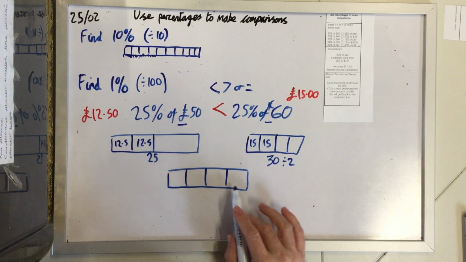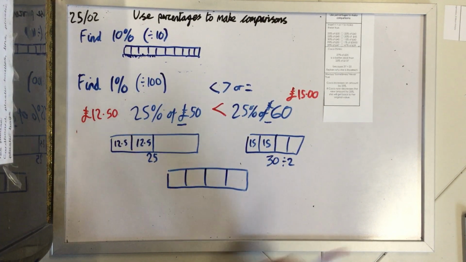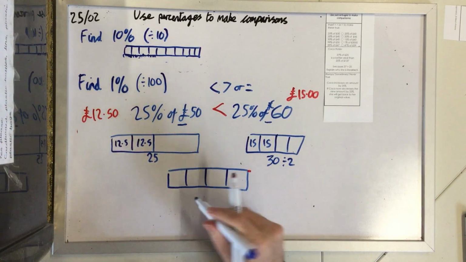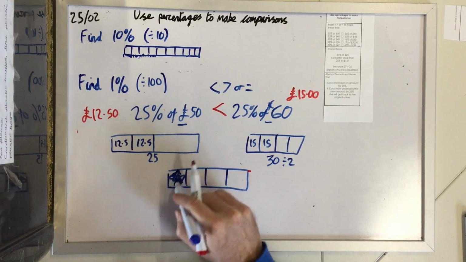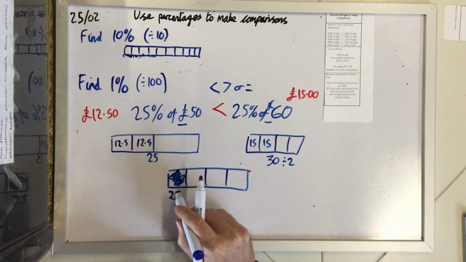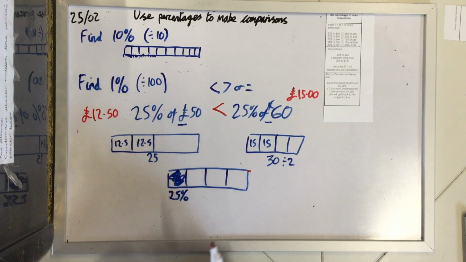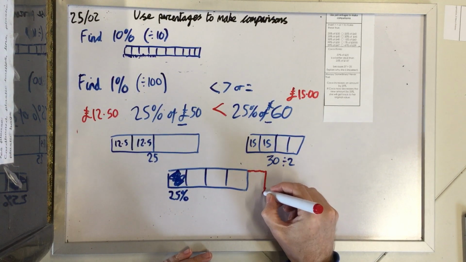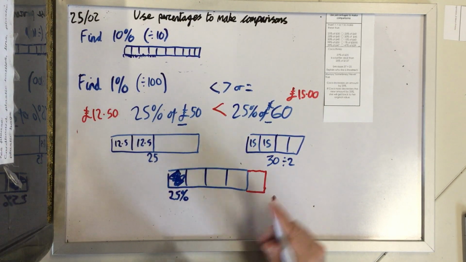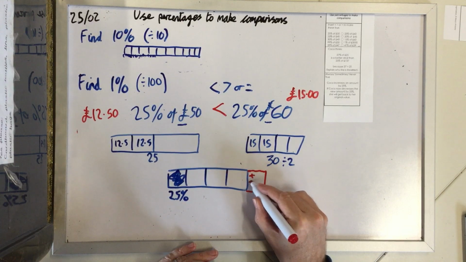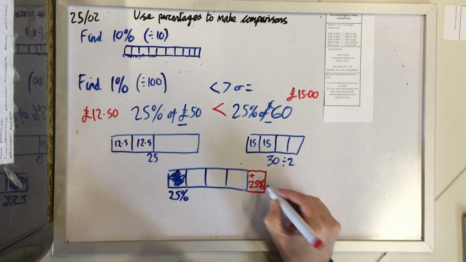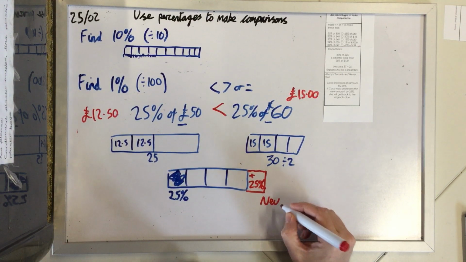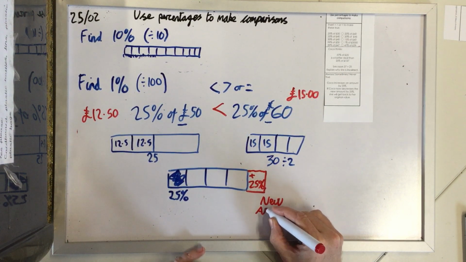So had an amount, Coco's then increased it. So at the moment, this is 25%, isn't it? Yeah, 25%. Coco now increased that amount by 25%. So you've got plus 25%. Okay, so you've now got a new amount.